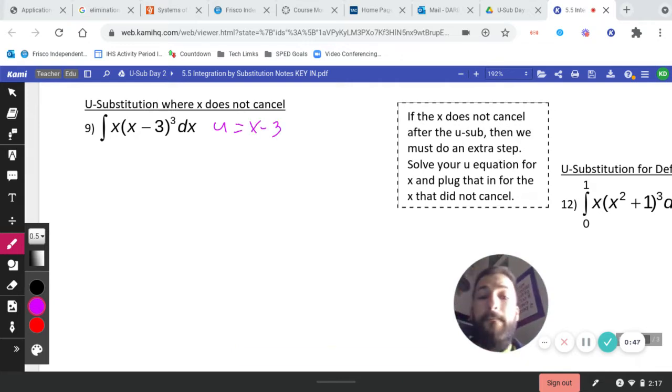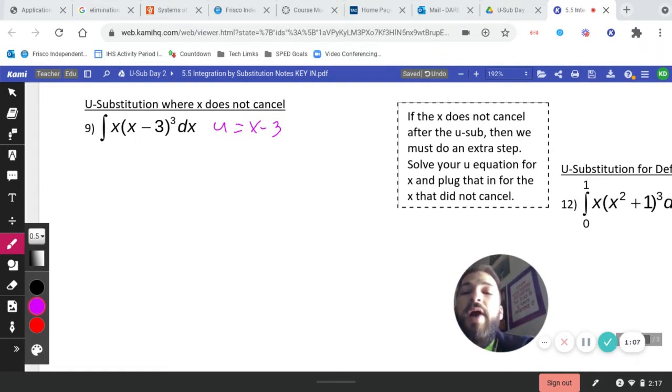So our u should still be x minus 3. But what you probably already picked up on is that the derivative of x minus 3 is not going to be x. We're not going to be able to cancel out that x term. So let's go through the motions anyways, just pretending like we didn't know we need to do this extra step yet.